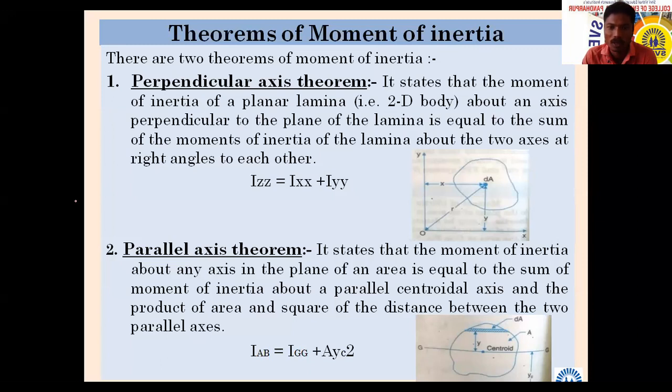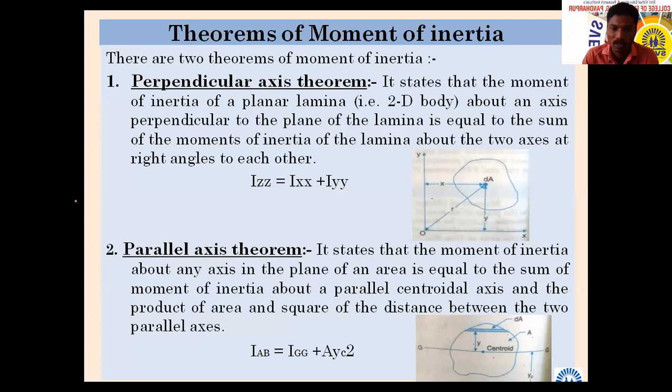In short, the moment of inertia about an axis perpendicular to the plane of the lamina is equal to the sum of the moments of inertia of the lamina about two axes, but those two axes should be perpendicular to each other, meaning x and y. Once we want to apply the perpendicular axis theorem, we want to find which type of moment? The polar moment of inertia, Izz.